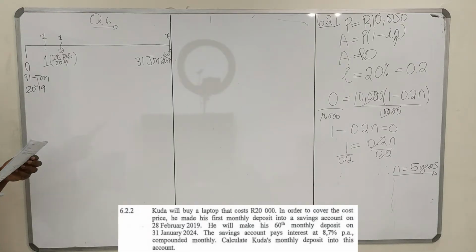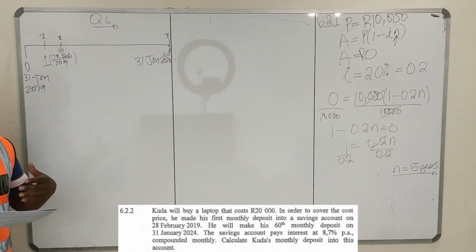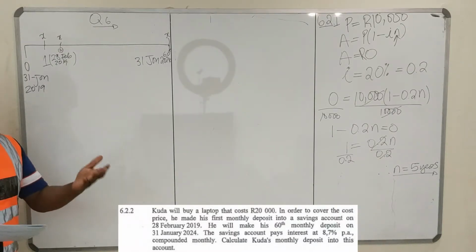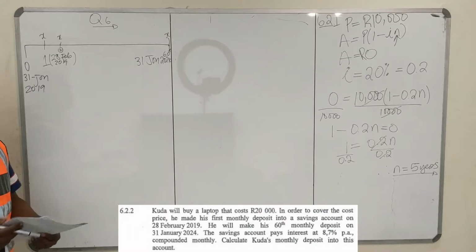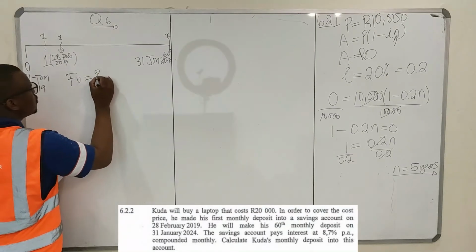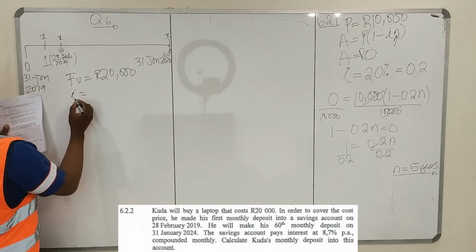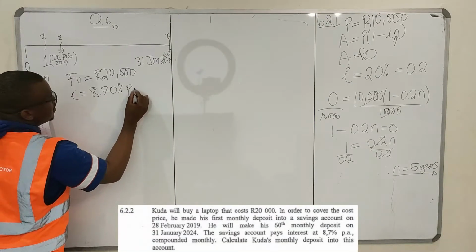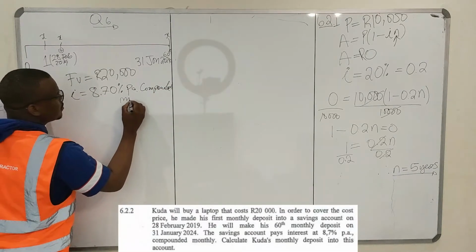So they want us to find the monthly deposits. So we want to find how much amounts he must pay into that account to have a future value of 20,000, which is the cost price of the new laptop that he is wishing to buy. So we know that the future value of this investment is equal to 20,000 rands, right? And this account is earning an interest rate of 8.70% per annum, compounded monthly.